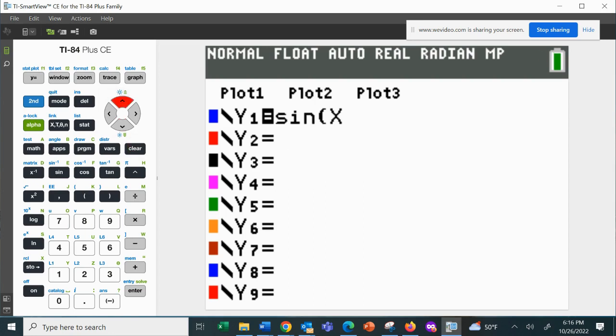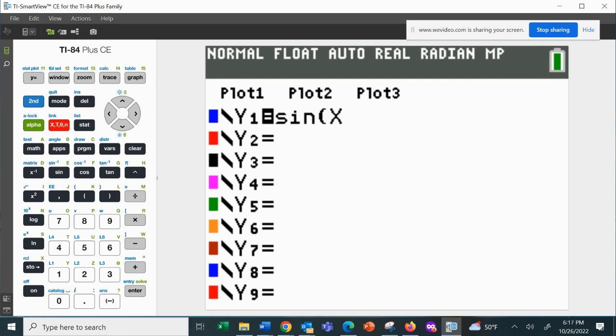So we're going to type in sine x. I'm just going to show you how to do it from scratch. You're going to type sine, the button right there, and then X will be the button next to the alpha. They turn red when I push them, so you can see what buttons I pressed because you can't see my fingers.